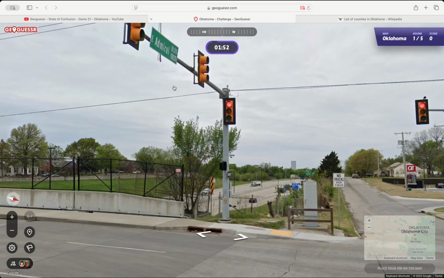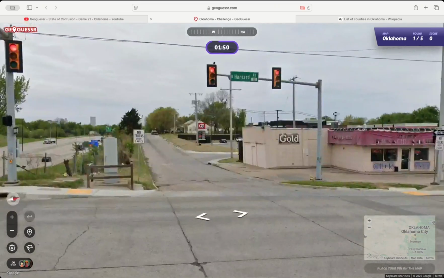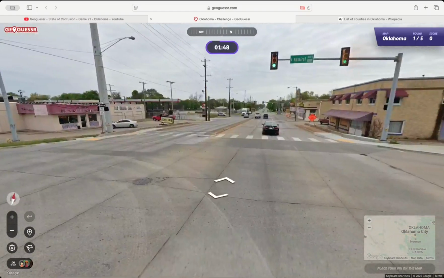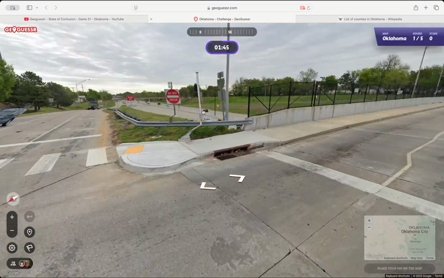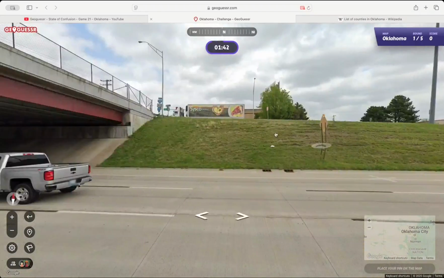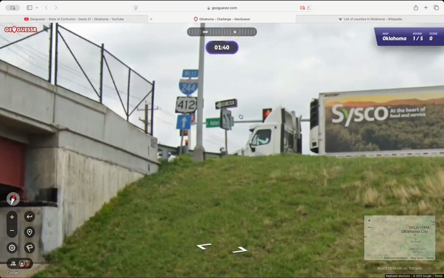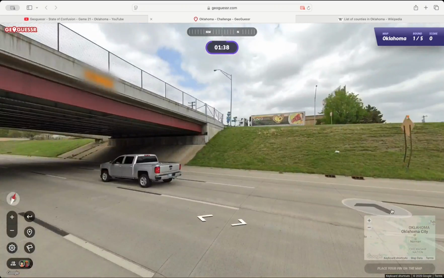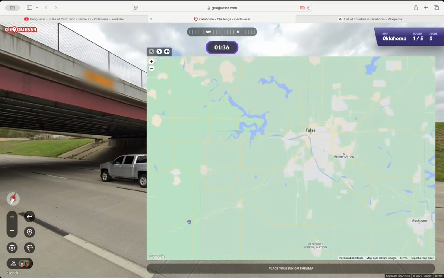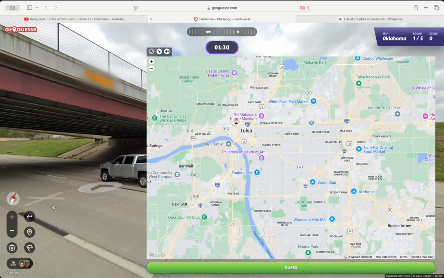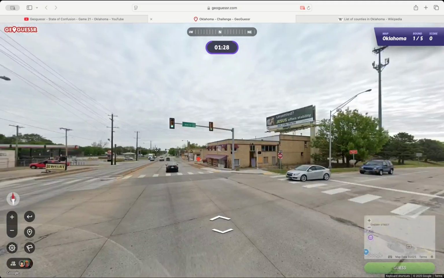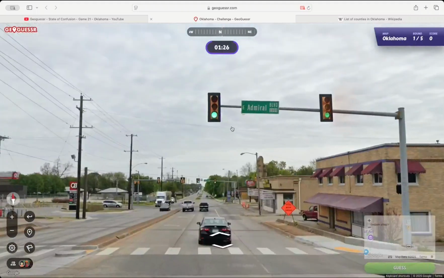We are in a city. This is great. East Admiral Boulevard, North Harvard Avenue. Okay, so where could we possibly be? We are next to an interstate, so that's going to be incredibly helpful. 412 and West 244. That means to me we're in Tulsa, right? Because 244, yep, would be in Tulsa, and then here's 412. So it looks like we are in downtown Tulsa.